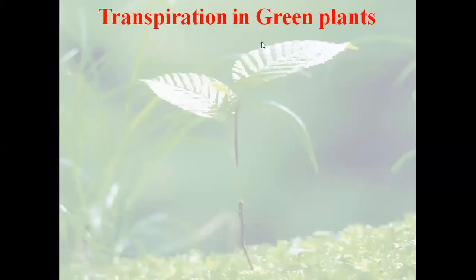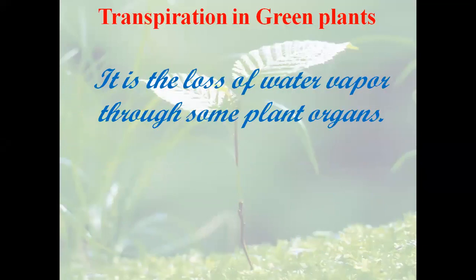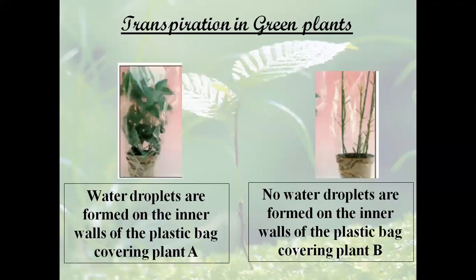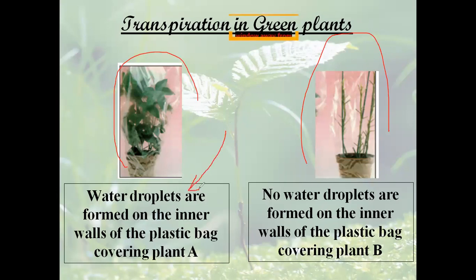So what is transpiration? Transpiration is the loss of water vapor through some plant organs. Which organs? Let's see. We have two plants, A and B. Plant A contains leaves, and plant B lacks leaves. Both of them are covered with a plastic bag. However, plant A, which has leaves, has water droplets on the inner wall of the plastic bag. So we have a release of water, while plant B, which lacks leaves, has no water droplets.